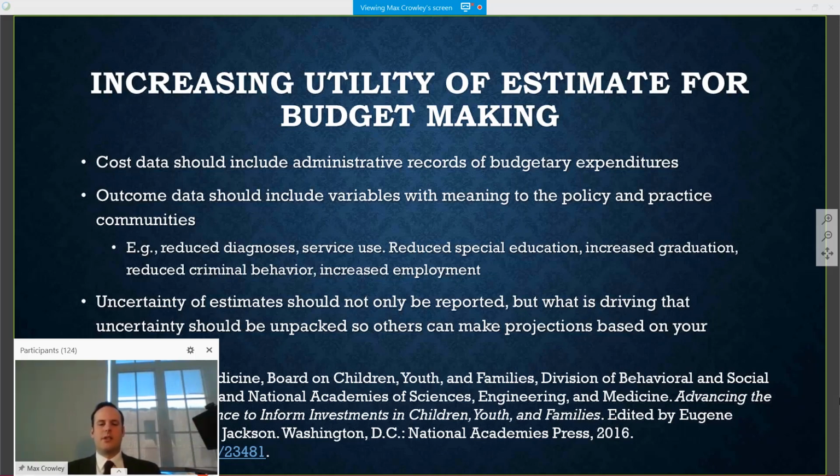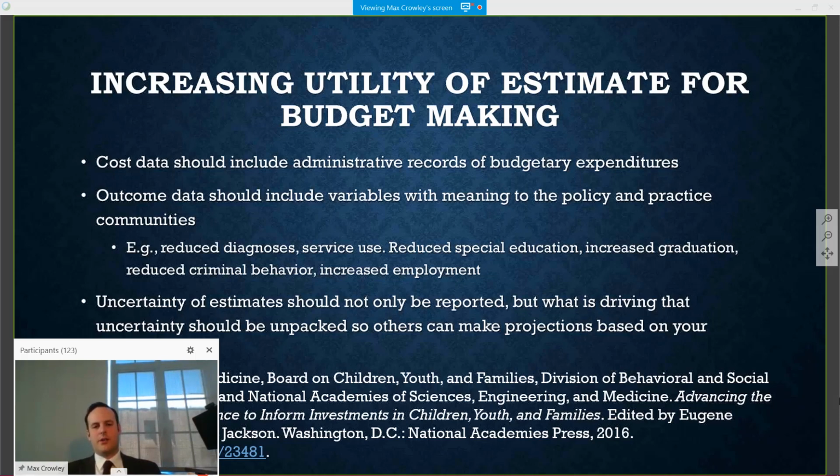So these are commonly referred to as things like reduced diagnoses, service use, reduced special education, increased graduation, reduced criminal behavior, increased employment. Each of those categories have, if not a clearly monetizable value, an implicit value to most individuals. They understand what those outcomes are. Now, there's a real conundrum in the area of prevention in that we often struggle to directly observe those kinds of impacts. And that's understandable because with many of our prevention programs, it takes many years before our populations are actually engaging in service utilization or are graduating from high school or college or whatever it may be.